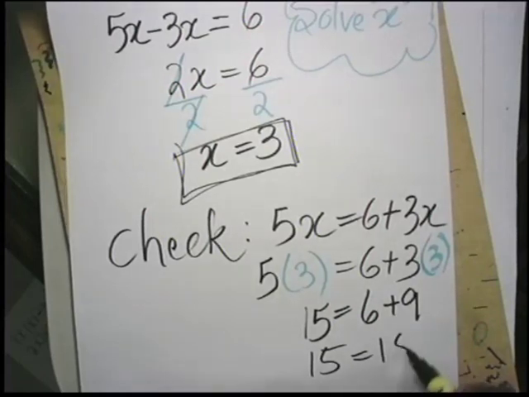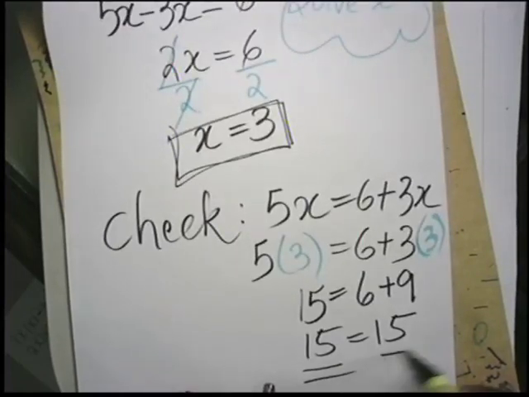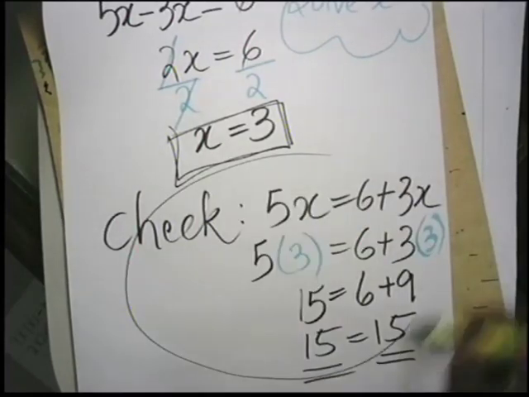15 is equal to 15. My equations balance. This is just to check. In your assignment, you don't need to show that. It's just to check that what I'm doing is true and correct. Mathematics is very wonderful. We can also prove that what we are doing is true and correct. Sometimes sweet.